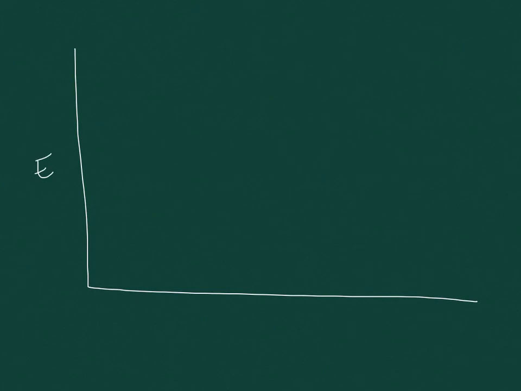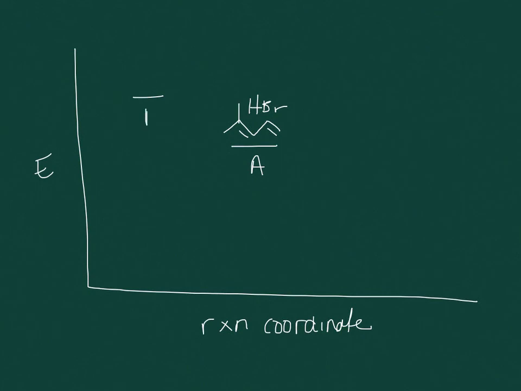So here we have energy. Here we have the reaction coordinate. This time what we're going to do is we're going to put A, which was our diene, and the HBr in the middle. And we're going to go to the left, and we're going to go to the right. Okay, so as I said before, if we looked at the products, we would see that intermediate B is lower in energy than intermediate E.